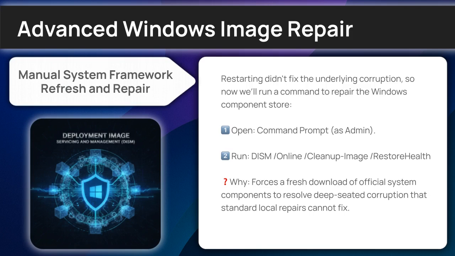Restarting didn't fix the underlying corruption, so now we'll run a command to repair the Windows component store. First, open Command Prompt as admin. Second, you're going to type DISM /online /cleanup-image /restorehealth, then hit enter. Why are we doing this? Well, this forces a fresh download of official system components to resolve deep-seated corruption that standard local repairs cannot fix.